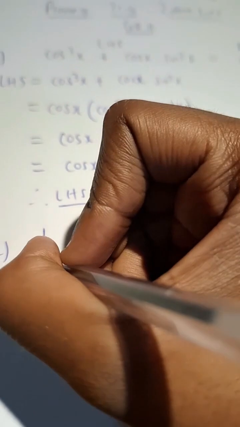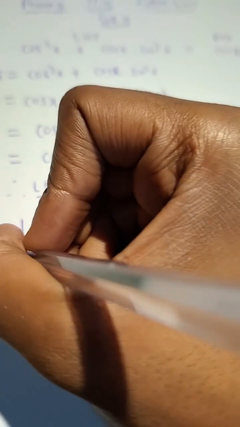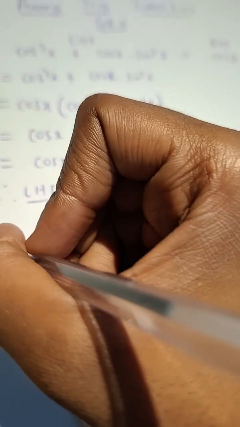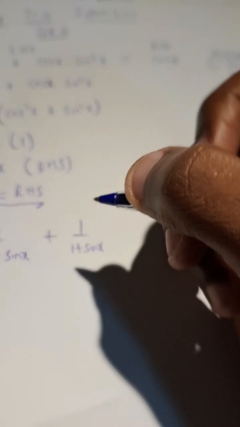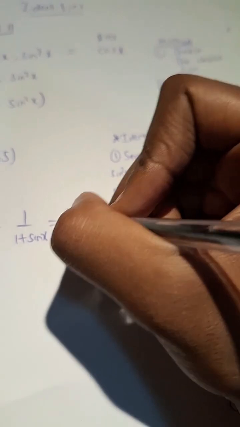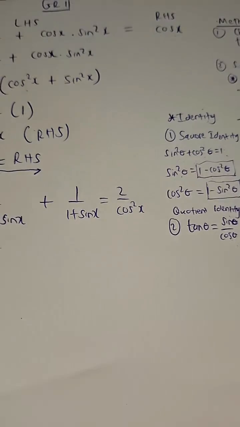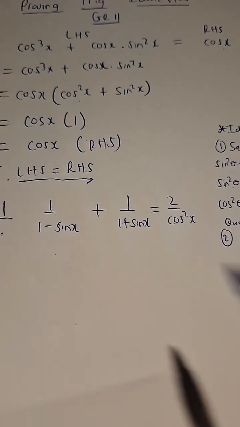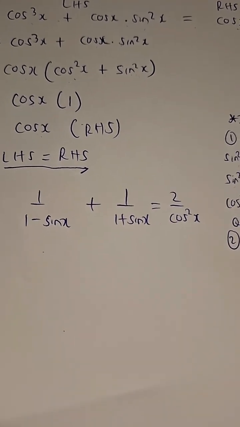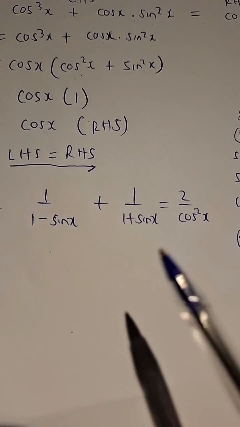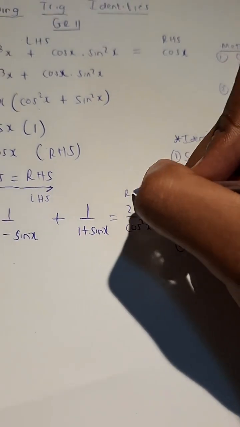1 over 1 minus sine x plus 1 over 1 plus sine x is equal to 2 over cos squared x. Okay. Now if we look at this identity, once again we are asked to prove the identity. Okay. So what do we have? We have a left-hand side and a right-hand side.